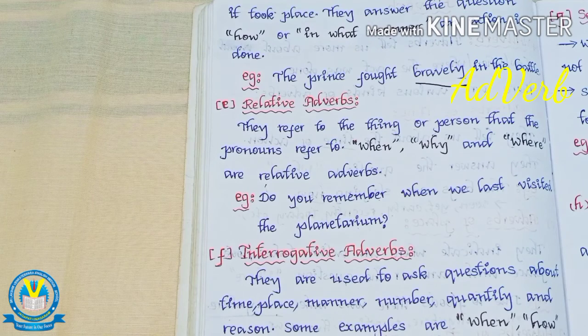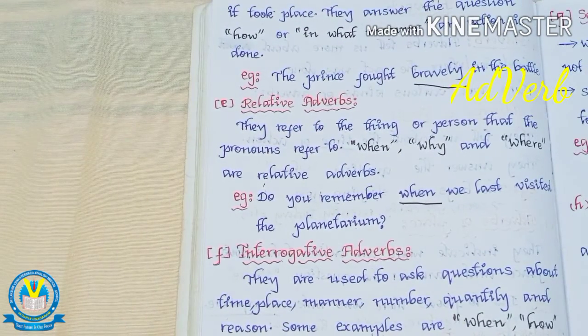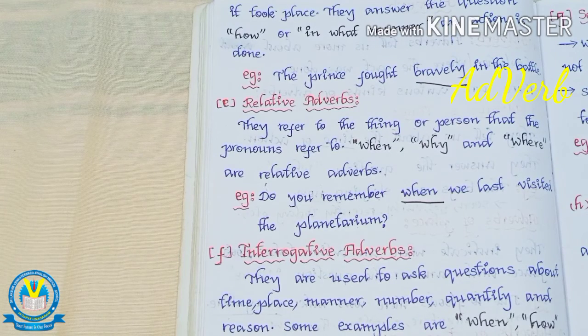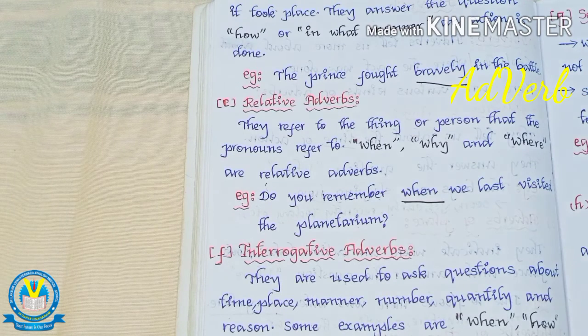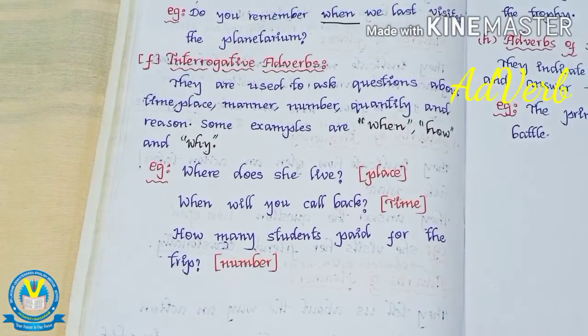Here there is no specific word mentioned in the example. Okay, here the word is when. When is a questioning word, and when is an adverb. Clear, children? The very important hint on relative adverbs is when, why, where. These we call directly the relative adverbs. Clear, children? And the next one is interrogative adverbs.